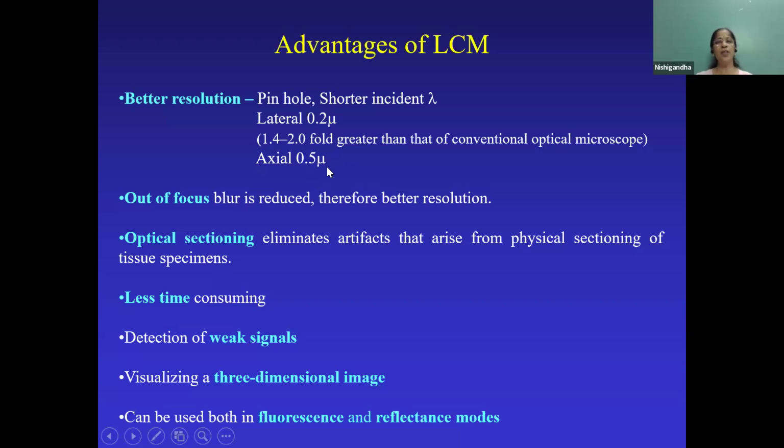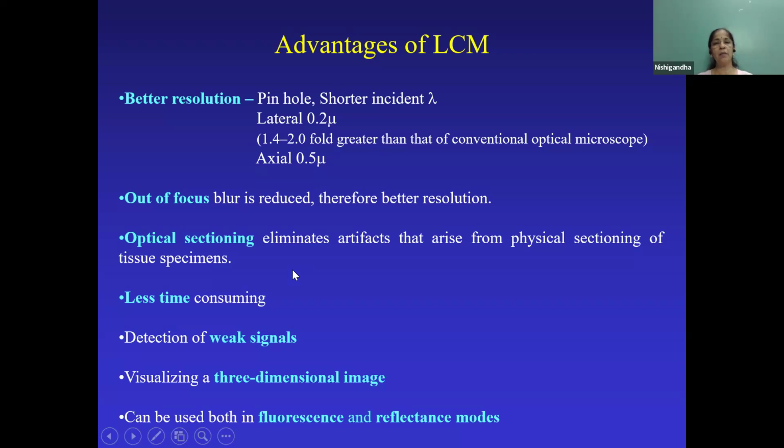The axial resolution is generally dependent on the way we move the Z-axis. Most of the time, people prefer to have about 0.5 micron, so that it gives better resolution in totality. Another advantage of LCM is that out of focus blur is totally reduced. Therefore, the resolution is much better.